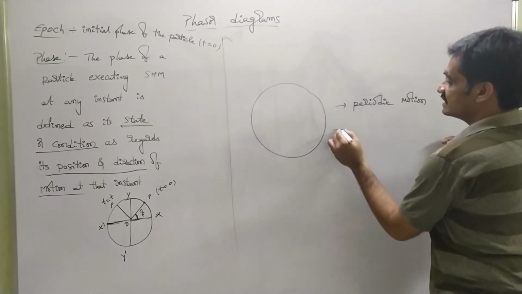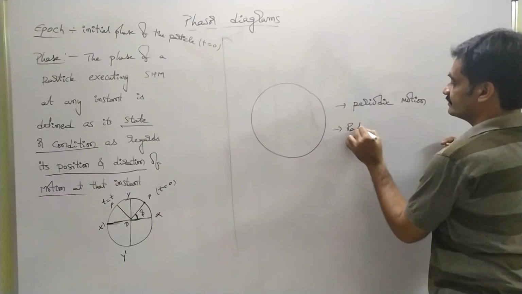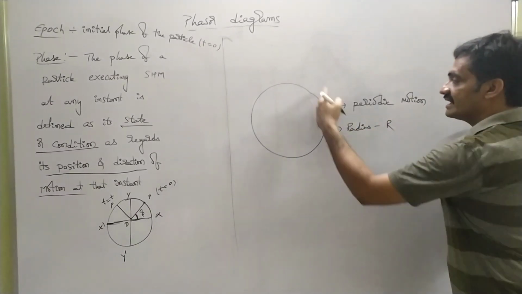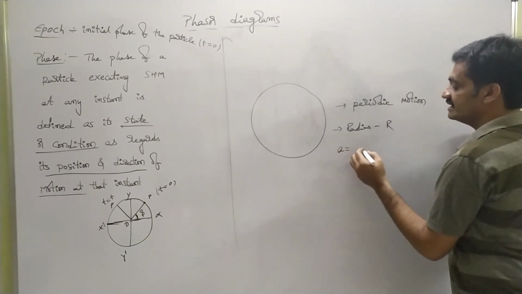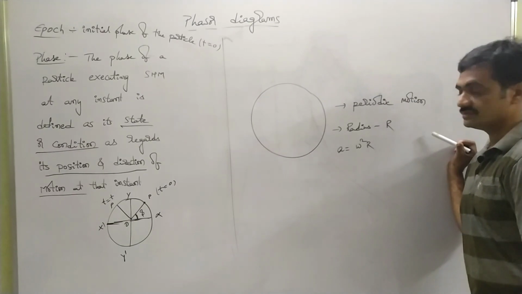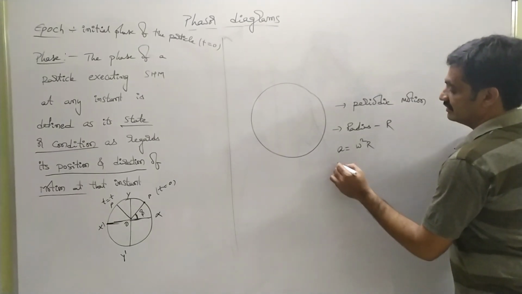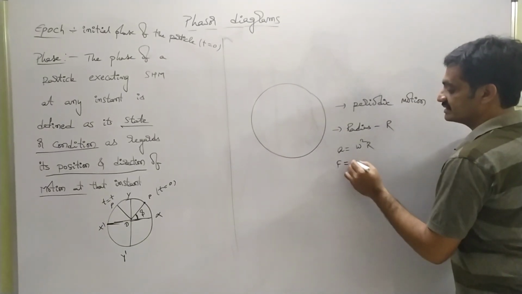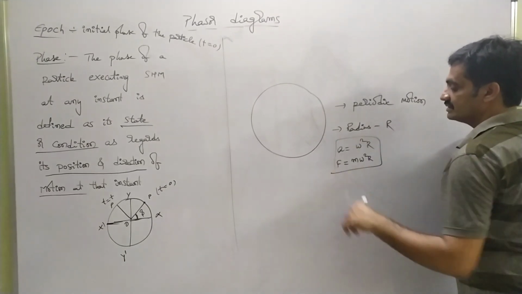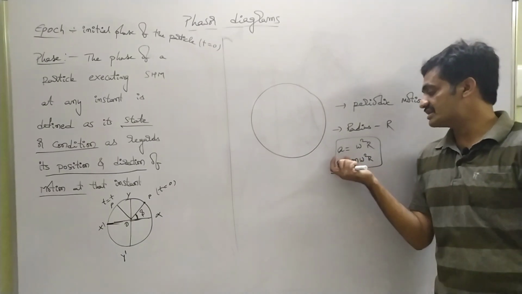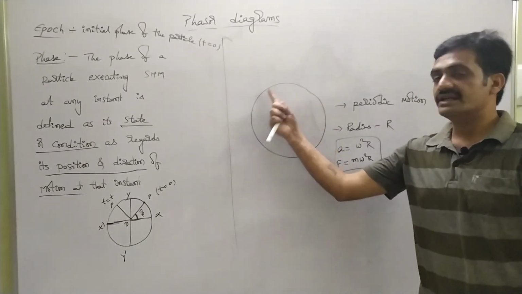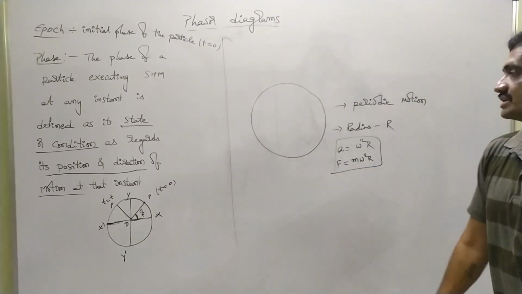If we consider the radius of this circle as r, then the acceleration of the particle is given as a equals omega squared r, whereas the force acting on the particle is given as F equals m omega squared r. So this represents the acceleration of the particle as well as the force acting on the particle in order to rotate in uniform circular motion.